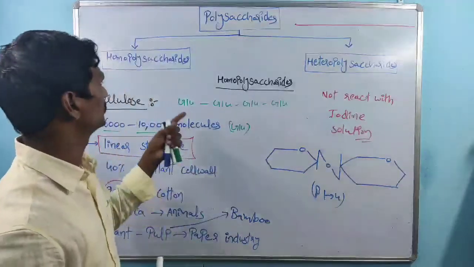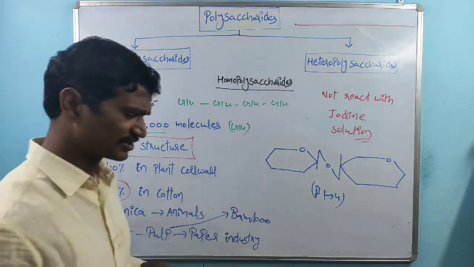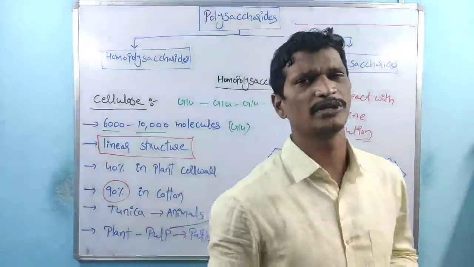That is about the very first homopolysaccharide, cellulose. Next class we will discuss the remaining homopolysaccharides.